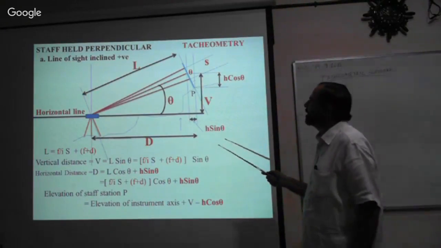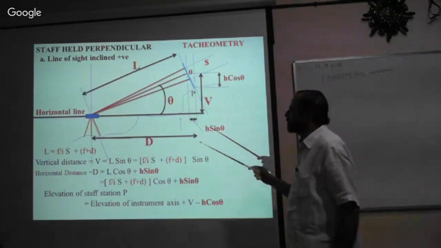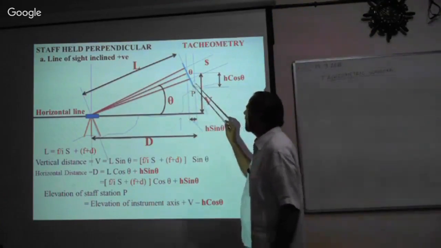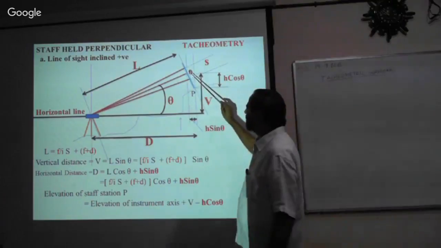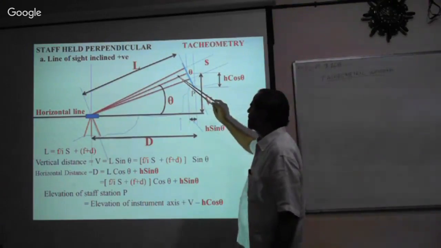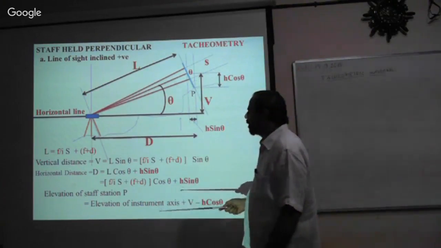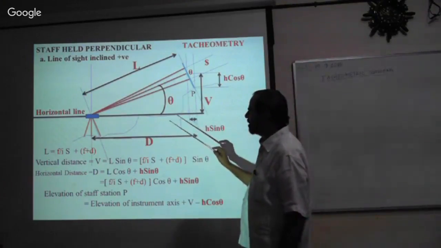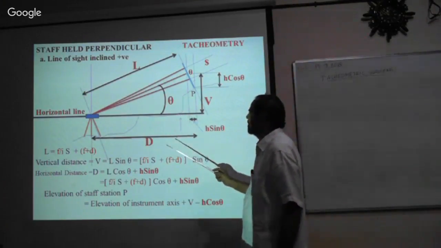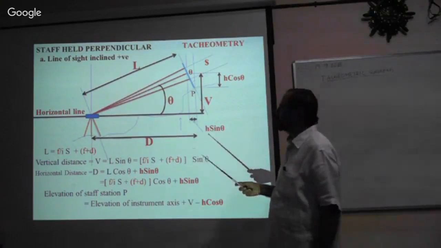The second method is the stadia method, when the line of sight is inclined and the staff is held perpendicular to the line of sight. Now this is the case. Please understand the terminology here, then the rest will become simple.